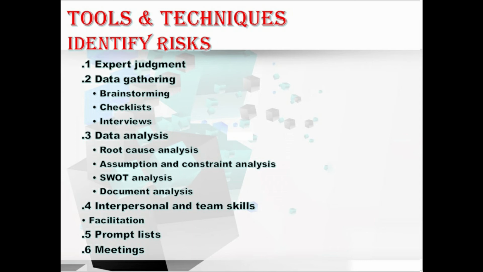Moving to SWOT analysis, that is strengths, weaknesses, opportunities, and threats. Let me explain this one. This technique examines the project from each of the strengths, weaknesses, opportunities, and threats perspectives. For risk identification, it is used to increase the breadth of identified risk by including the internal generated risk. Hope you understood about this SWOT analysis.